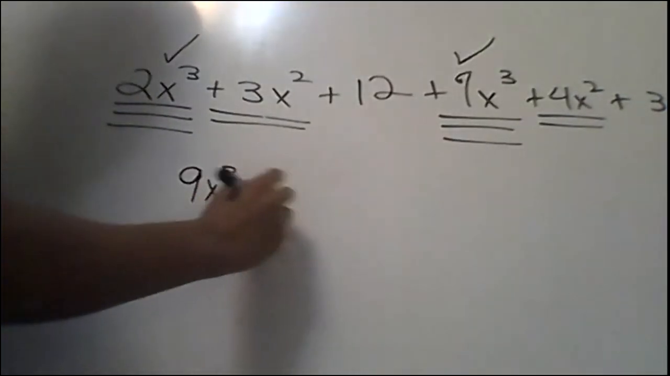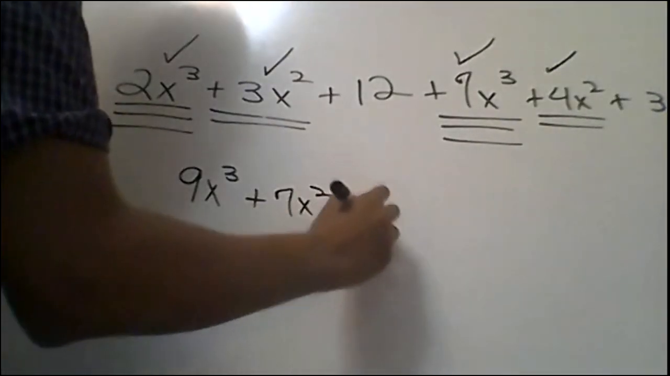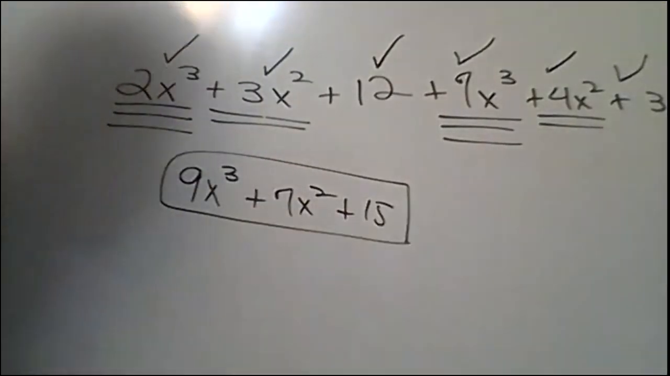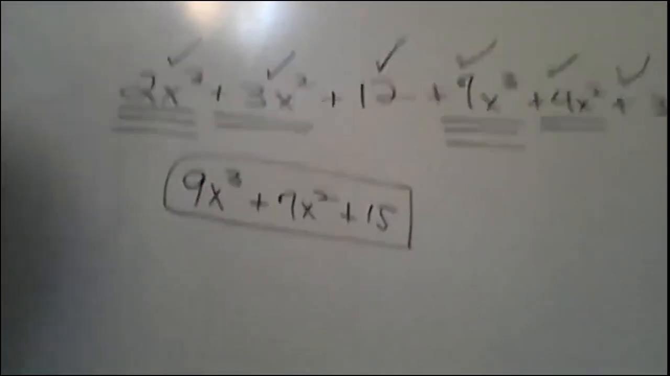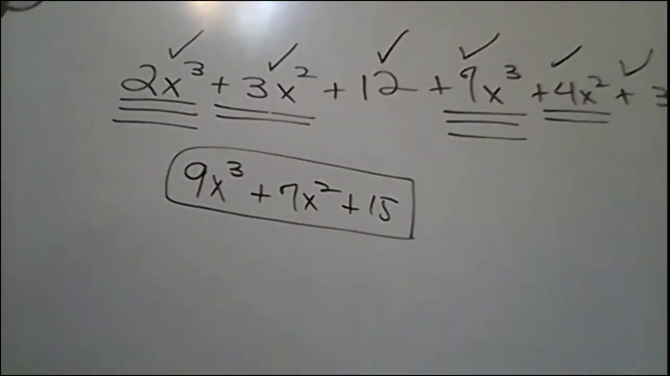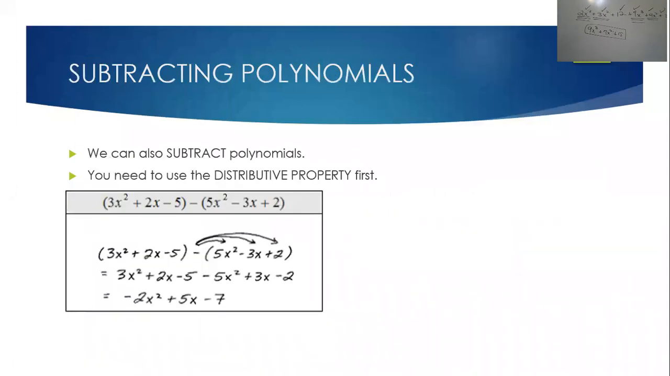This and that gives me 7x squared. This and that gives me 15. Yay. All right, cool. And you can also stack them. Let's look at subtracting.